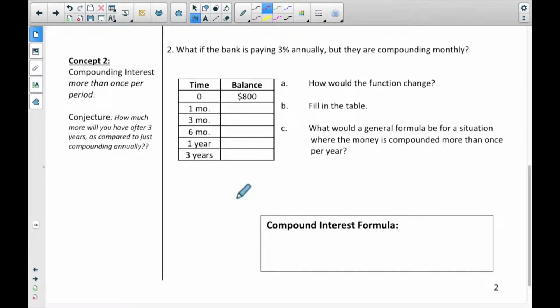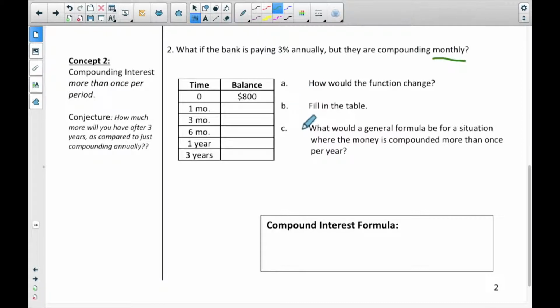That example was compounded annually. This next one says, well, what if we compound it monthly? Well, we have to think about what that means. When the bank says they're paying you 3% annually, but they're compounding it monthly, they're not giving you 3% each month.